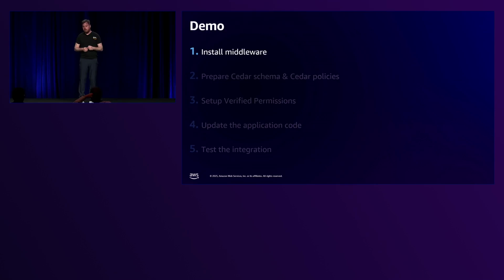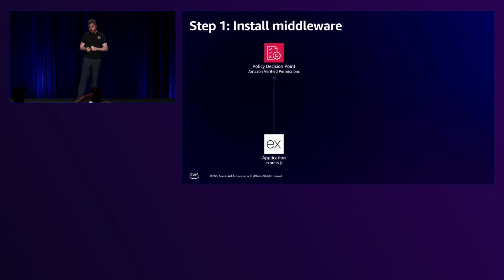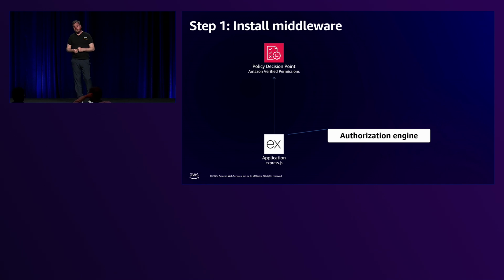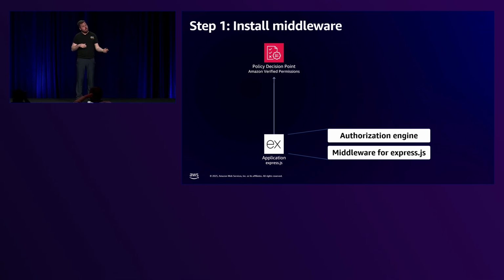First, if we look at installing the middleware, what we have are two components. It's the authorization engine that communicates with AVP from your application and is performing these activities against AVP. We also have the middleware for ExpressJS, which takes the policies that we've generated and the schema, integrates that, and intelligently maps the activities or methods that you're performing against this endpoint and allows us to route that intelligently to AVP.